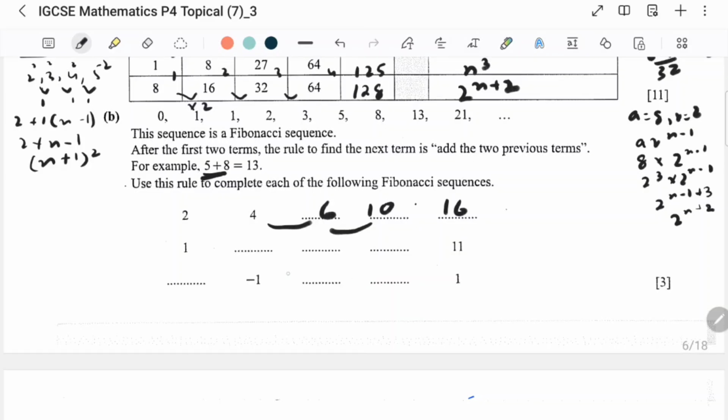For example, if I'm writing down 3, then 3 plus 1 is 4. And then 4 plus 3 is 7. 7 plus 4 is 11. I've tried some numbers. You can also try, but I found the answer. That's why I'm just telling you. Now, this one. Okay. Now, what happened if it is minus 1?